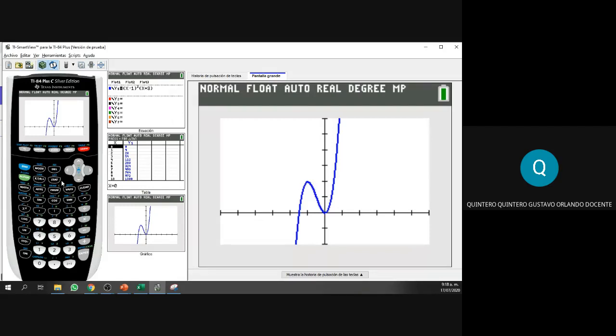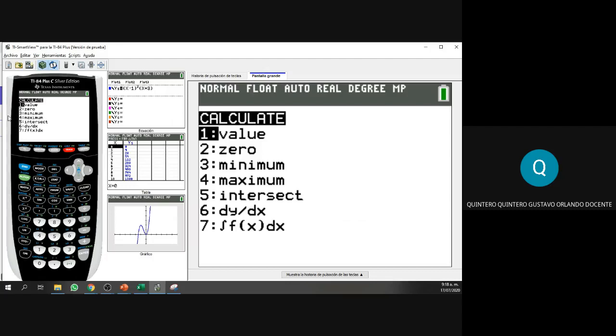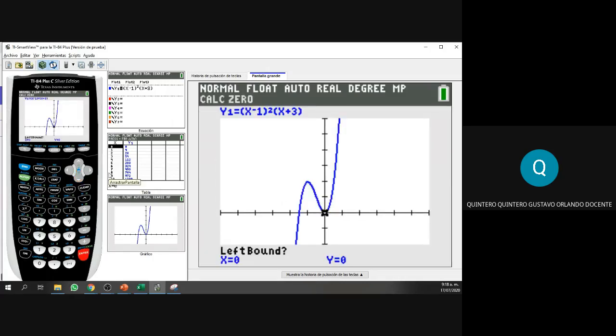So for the first value, we're going to go to calculate. Look over here, on top of the trace key. To do calculate, you just press second and trace. And we are going to have every single option to calculate. We can calculate values, zeros, which is what we want, maximums and minimums. We can calculate a lot of things. So let's say we want to calculate the zero. You just scroll down and then enter.